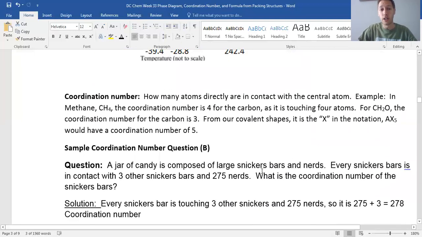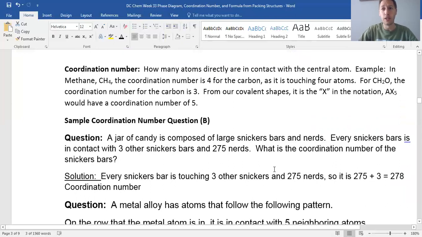All right, coordination number. This is just a way of saying how many atoms are actually touching the atom, in direct contact with it. So when we talk about packing structures, we're talking about how many atoms are in contact with the central atom we're talking about. We've done this before when we did molecular shape. It was pretty much just the X when we talked about this. So again, AX5 would be coordination number 5. We're saying that the central atom has 5 things attached to it.